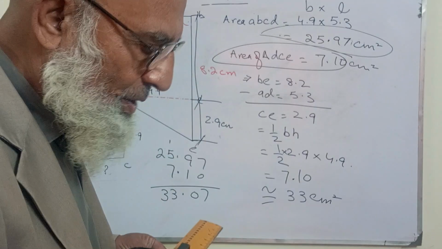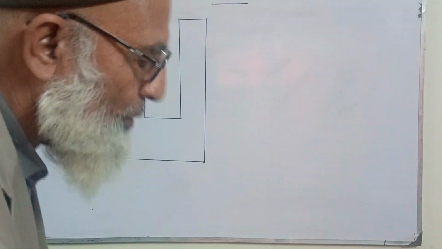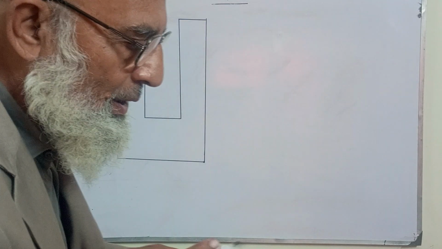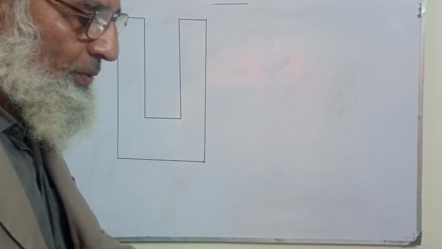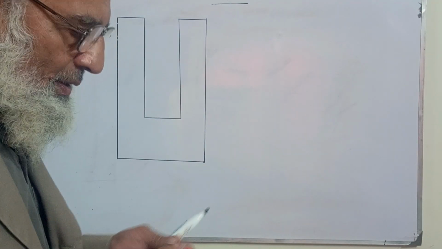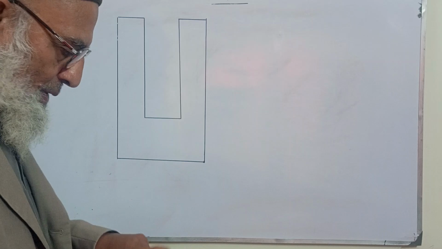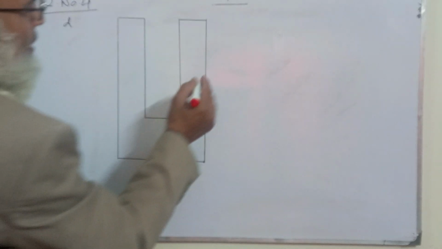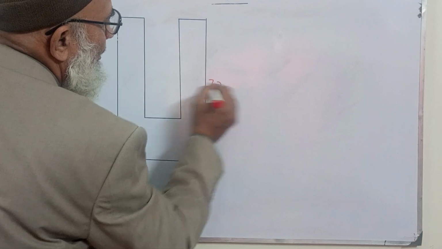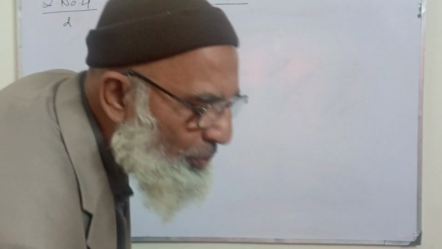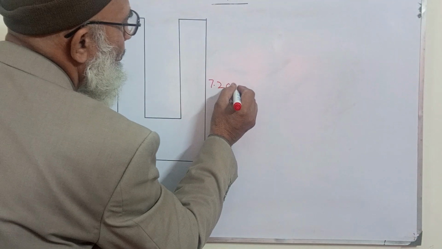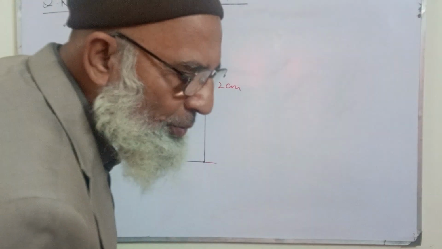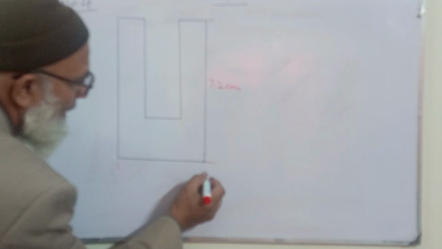Let me draw the fourth. Question number 4, part D. Now you can just look at your book that what dimensions are given. I'm not going to draw the arrows. This is 7.2 cm. This whole side from here to here is 7.2, and from here to here it is 7.8.